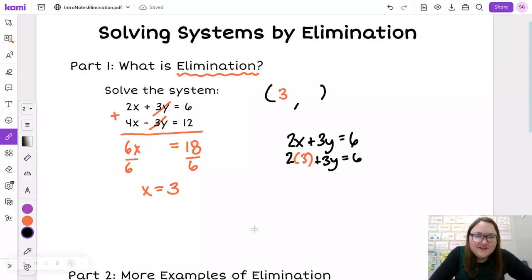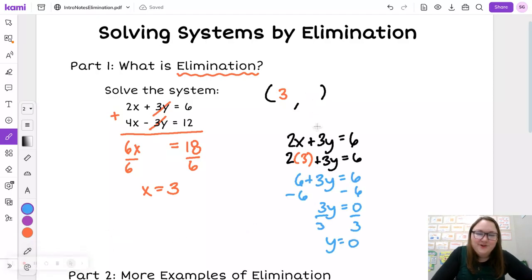Go ahead, pause the video, and practice solving this equation to finish finding our answer. When you finish solving that equation, you get 6 plus 3y equals 6. I subtracted 6 on both sides to cancel my constant, and I got 3y equals 0. Divide both sides by 3, and we get y equals 0. And so there is the rest of my solution.